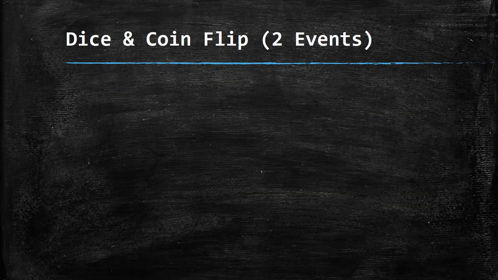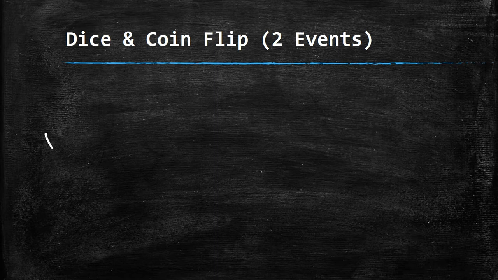We're going to take a look at how many possible outcomes exist if you are going to roll a six-sided die and flip a coin. Those are two events, but we're going to start out by making a probability table to represent this.